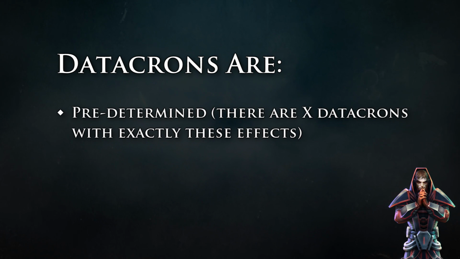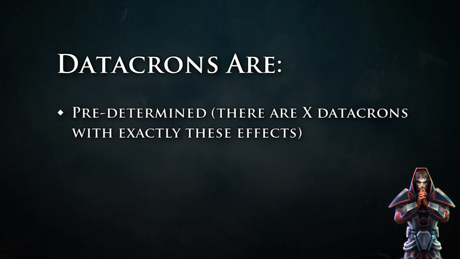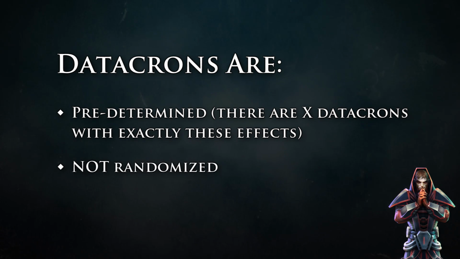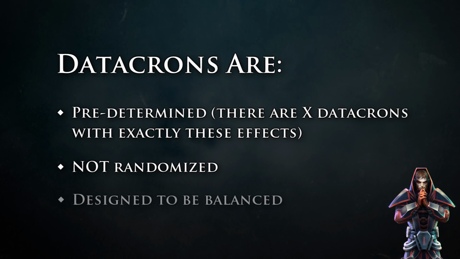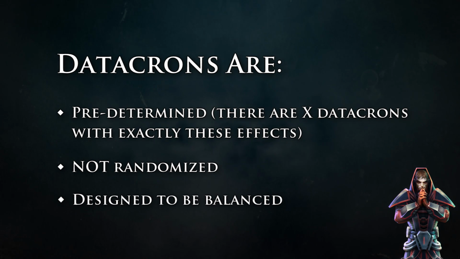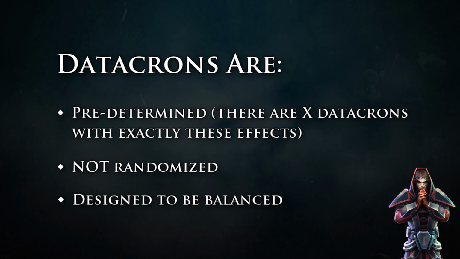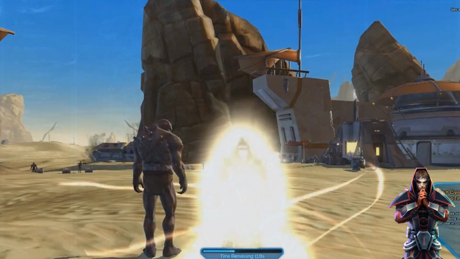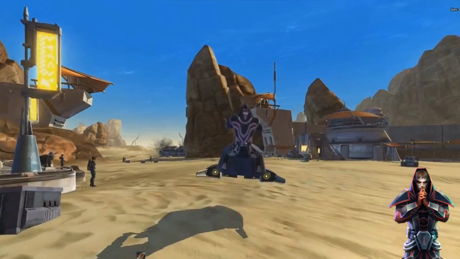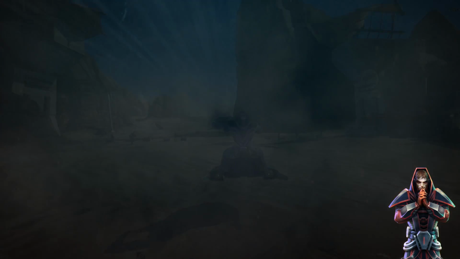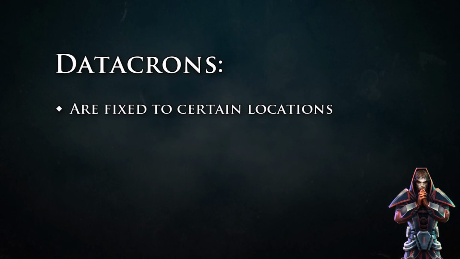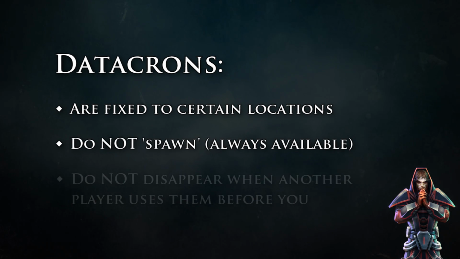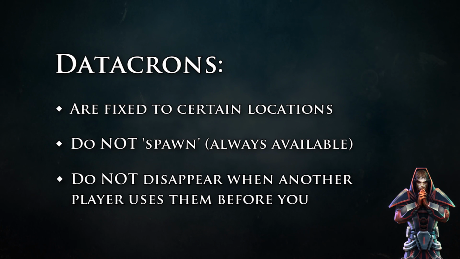They are also predetermined, meaning that there's only a certain number of each type of Datacron, with exactly the same effects attainable. They are not randomized, thank God. This was done to ensure they were balanced and that luck would have absolutely nothing to do with their effect. Datacrons will appear on your in-game map once you get close enough to them, so once spotted, all you have to do is find them. They are fixed to certain locations and they don't spawn. In other words, they will always be there for your character to collect when you find them.